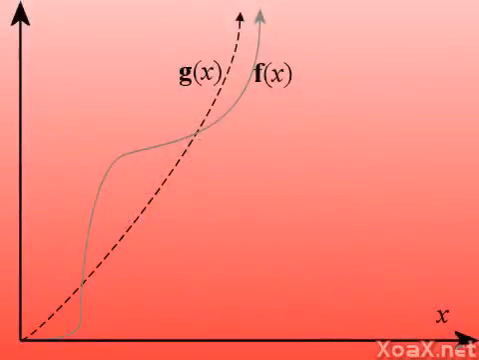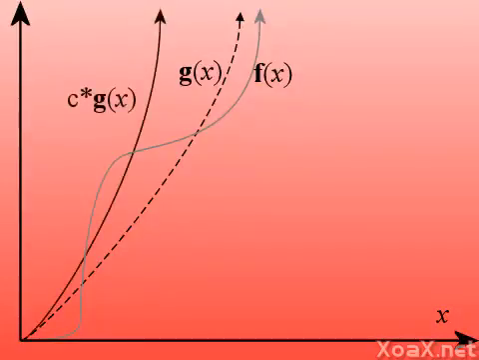Here we have the graphs of two real functions f of x and g of x, given by the gray and dashed arrows, which we use to indicate that the functions continue indefinitely. The function f of x is more complex, and we want to measure its growth in terms of the simpler function g of x. More specifically, we want to find a constant such that when we multiply it by the function g of x, it will bound the function f of x above from some point onward.